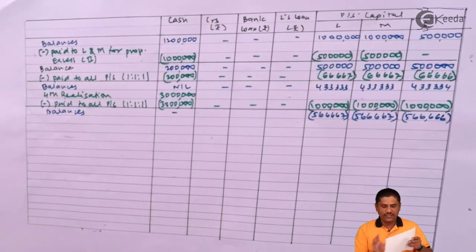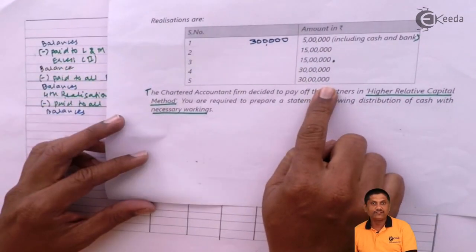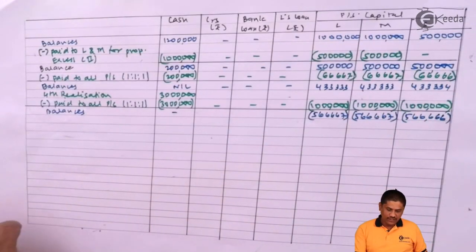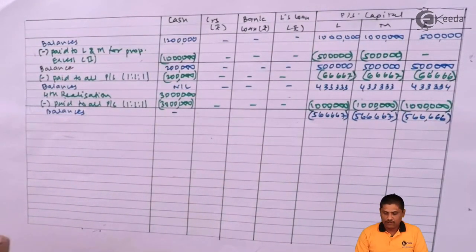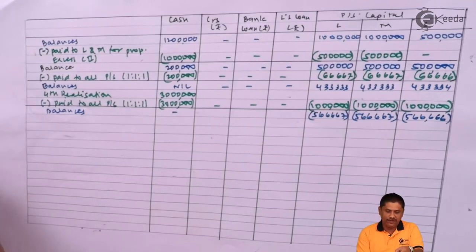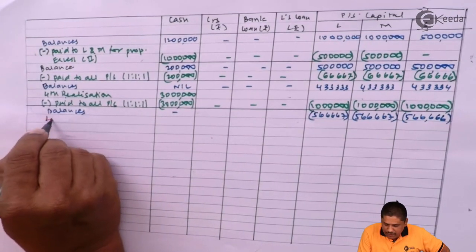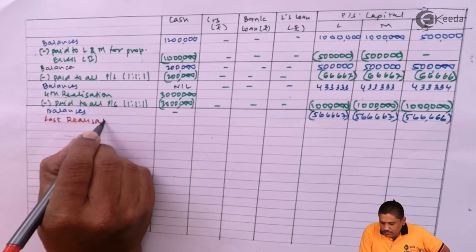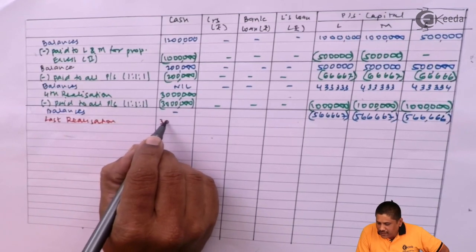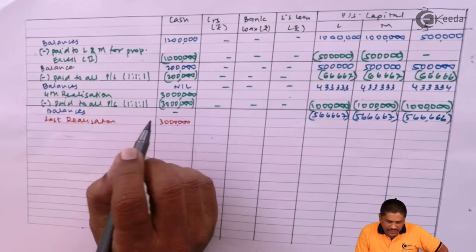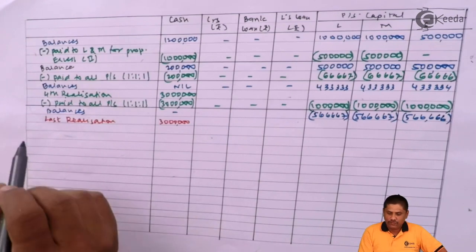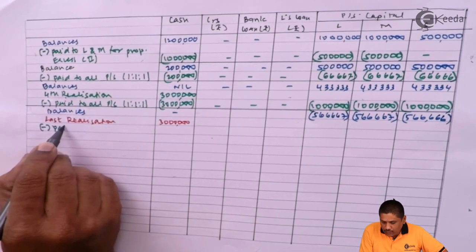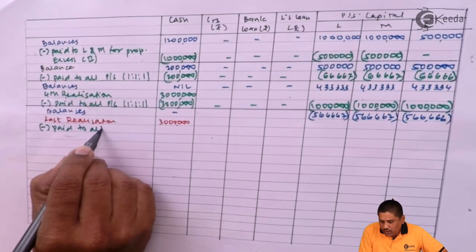Your last realization is again 30 lakhs. Notice 30 lakhs. So what I will do, divide by 10, I will divide 10 lakh. Let's write the last realization. Last realization. So I am writing prominently. Ye last yani iske baad mein kuch bhi nahi milne wala hai. Last realization is 30 lakhs again. Now as we decided to pay everyone in PSR, so paid to all partners 10 lakhs.